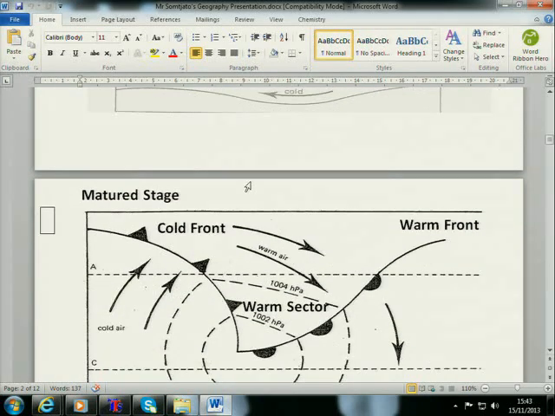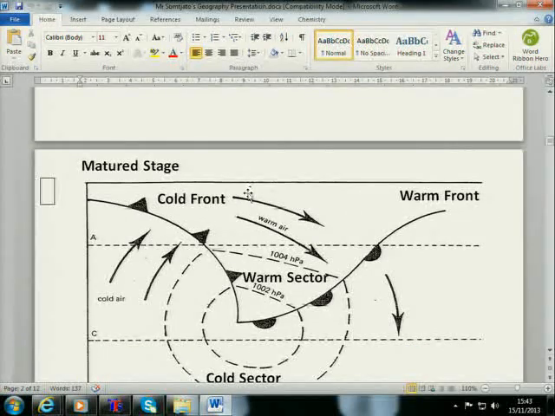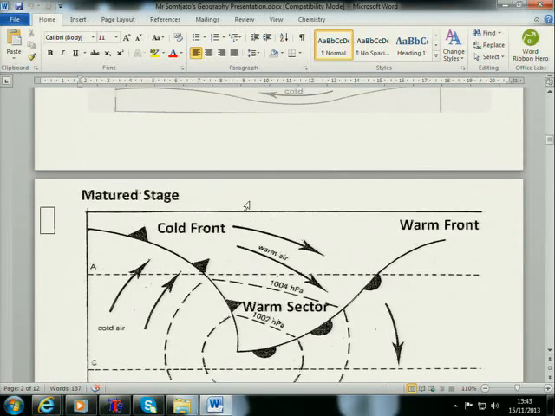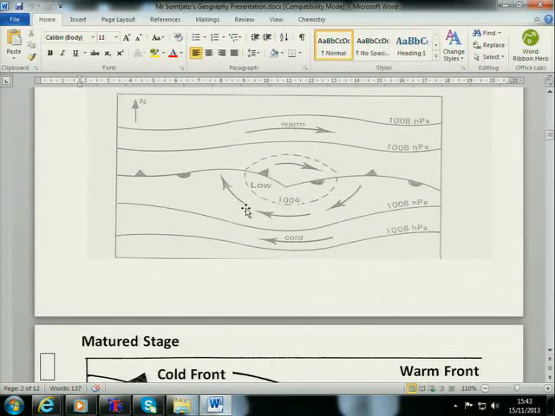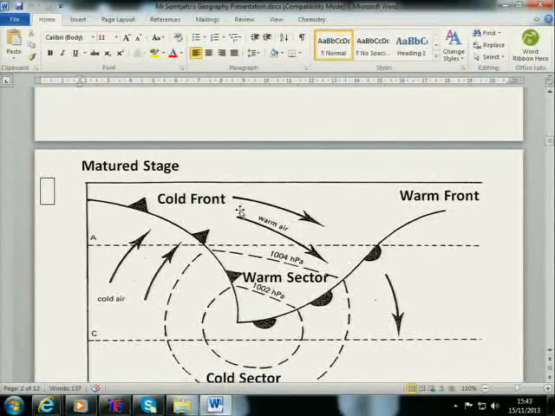The second stage of the mid-latitude cyclone is the mature stage. In the mature stage, that is where we can see the different features of the mid-latitude cyclones, the features that were not there in the initial stage. In the mature stage, the features can be clearly seen. Look at this one. This is a feature of the mid-latitude cyclone, which is called the cold front.